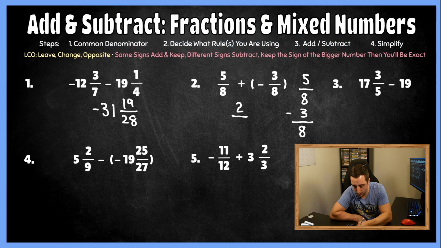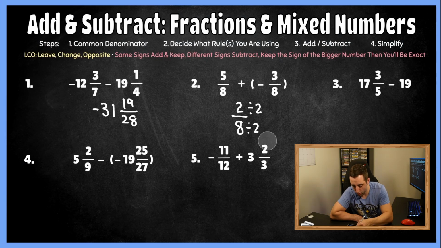8's going to stay the same in our denominator. And then the other half of the rule says keep the sign of the bigger number, then you'll be exact. Well, 5/8 was bigger and positive, so we want to make sure our final answer is positive in this scenario. But then we also want to check to see, well, can you simplify this at all? Well, 2 and 8 are both divisible by 2, so we can simplify this a little bit by dividing by 2 in the numerator and denominator. So our final simplified answer is going to be 1/4 for number 2.